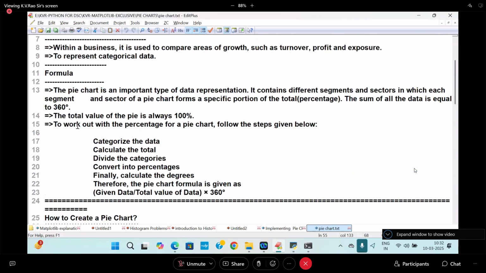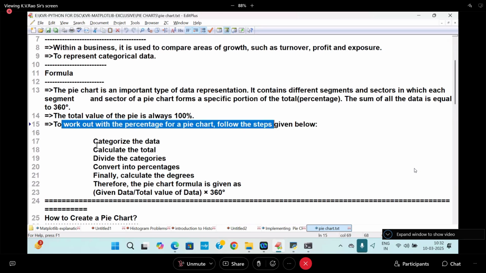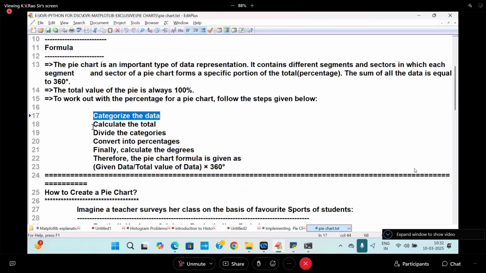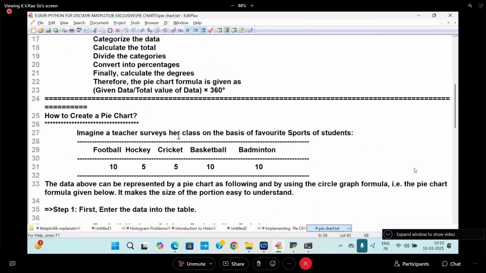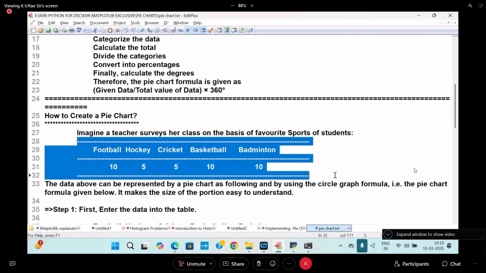To work with the pie chart, what do we need to do? Categorize the data, calculate the total values, divide the categories. How do you divide the categories? Convert into percentages. Finally, calculate the degrees. Therefore, the pie chart formula is the given data by the total value of the data, into 360. So take this data, and I want to go for a pie chart.